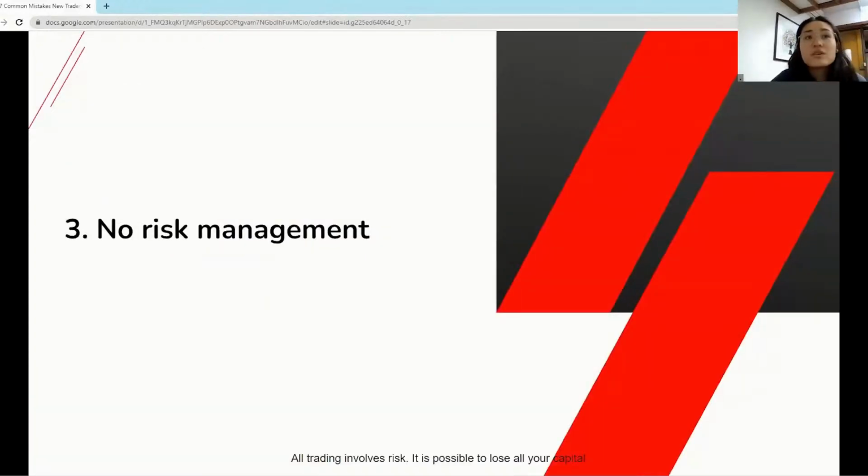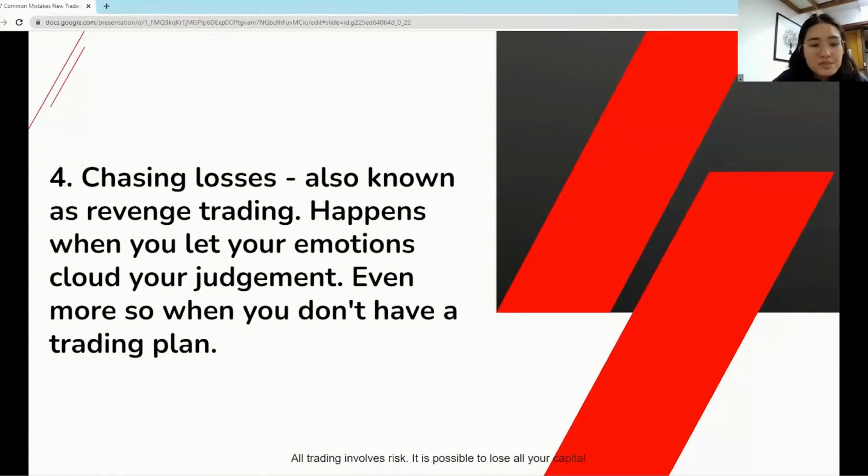Okay, here we have no risk management. This is our third common mistake that new traders make. And I'm combining this with our fourth mistake, which is chasing losses. Chasing losses is also known as revenge trading, which happens when you let your emotions cloud your judgment. So this ties nicely with our first point about having a trading plan and also risk management that I'm going to talk about now.